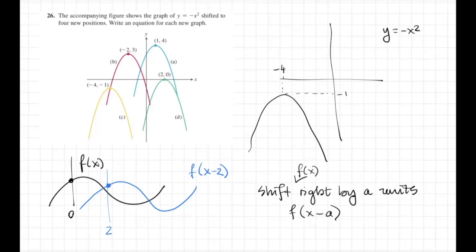Now we can write all the equations. For the yellow one, shifting left by 4: instead of minus x squared, I will write minus (x plus 4) squared, and I also subtract 1 so that we're pushing it down. For the red one, we are shifting right by 1 unit, and I should also add 3, so here we have minus (x minus 1) squared plus 4. And the last one.